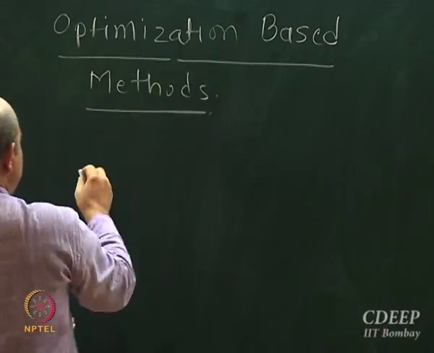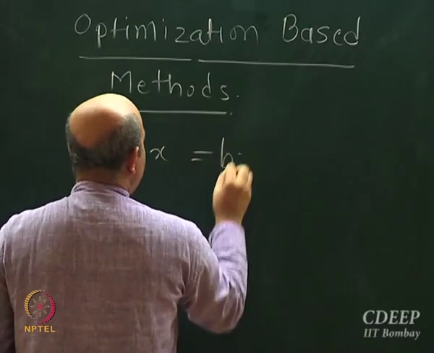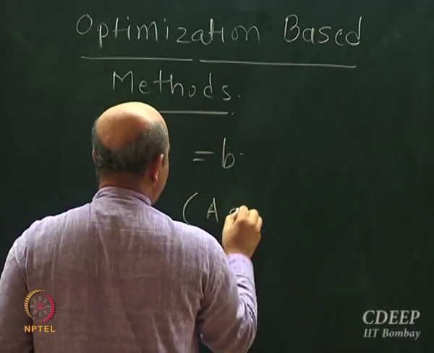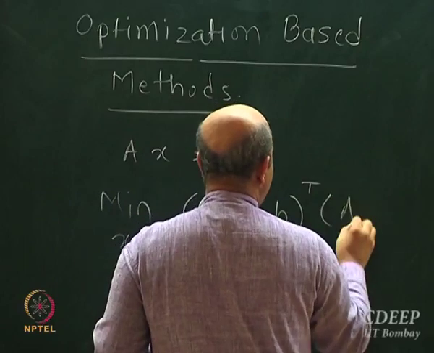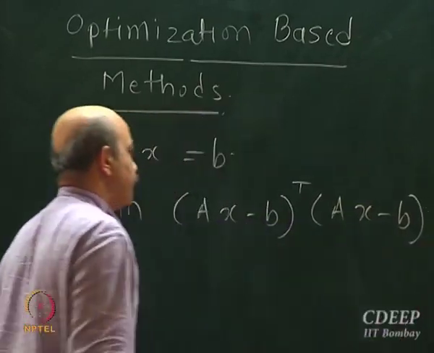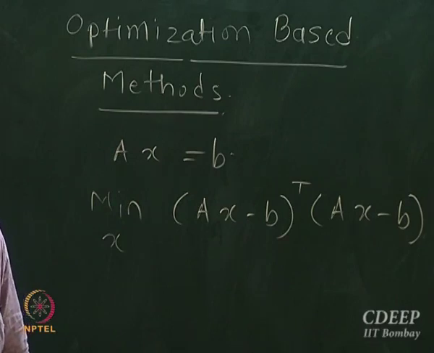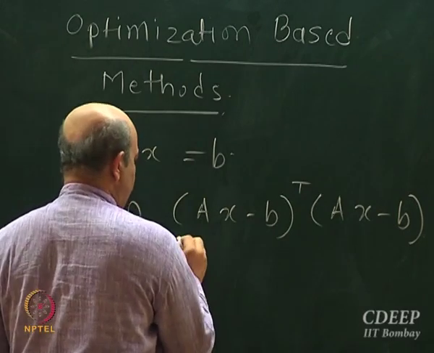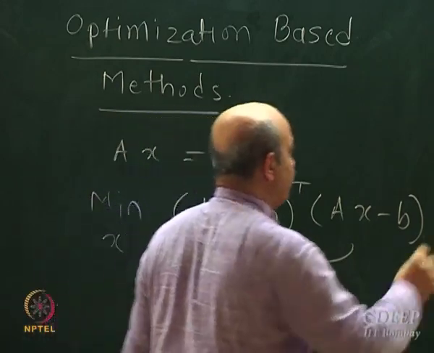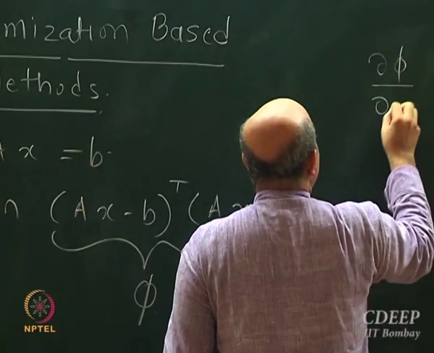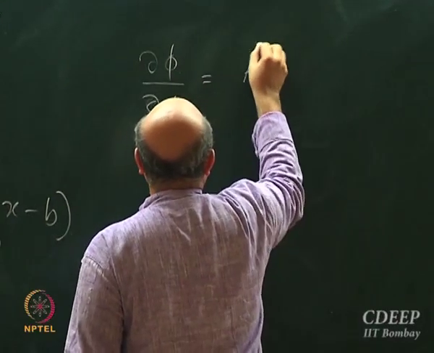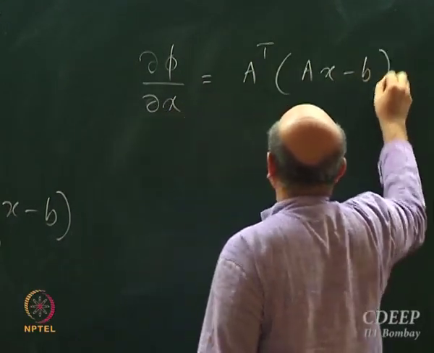As I said, we want to solve this problem, Ax equal to b, and this can be solved by minimizing with respect to x, (Ax minus b) transpose (Ax minus b). If I minimize this with respect to x, then I can reach the solution of Ax equal to b. If I take this as phi, then dou phi by dou x, the necessary condition for optimality, turns out to be A transpose (Ax minus b) equal to 0.